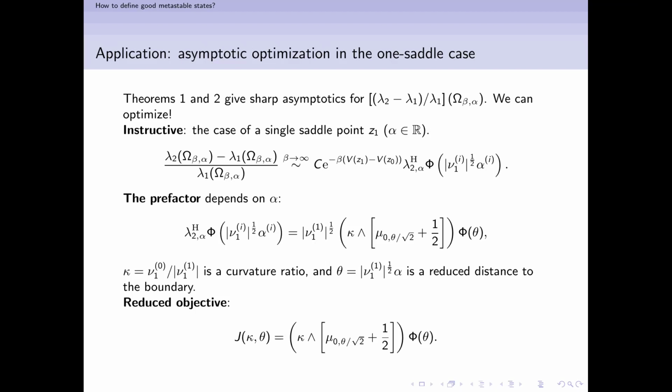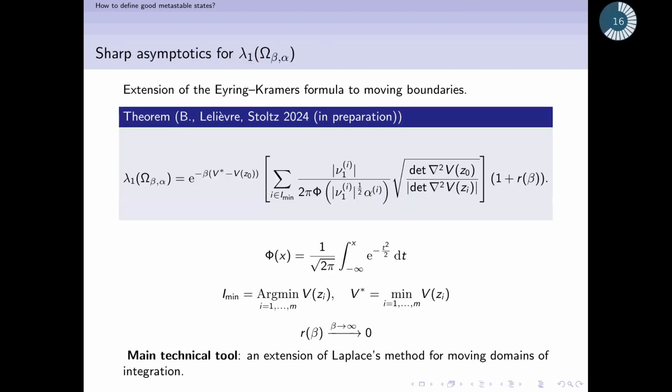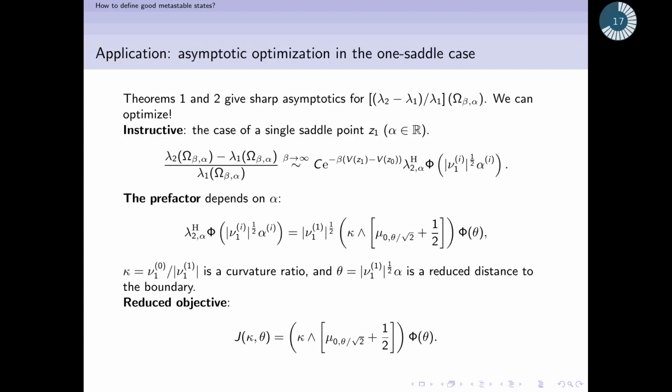You can play with the domains as much as you want, but you will never beat this exponential factor. That's just a large deviation, so you can't play with this. But what you can play around with is this lambda 2, and the part of the Q-factor in this formula, which depends on alpha.